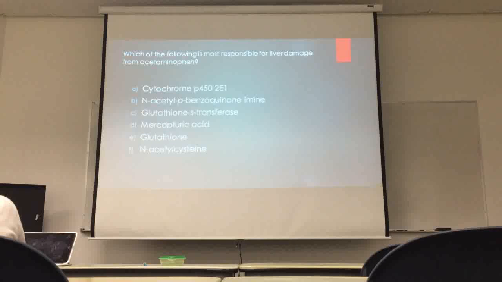Yeah, okay. So there's acute liver failure injury. Which of the following is most responsible for liver damage from acetaminophen? Which of the following is most directly responsible for the liver damage from acetaminophen?